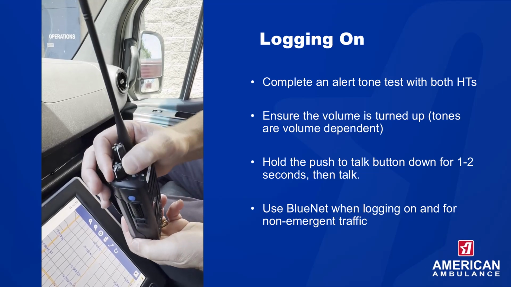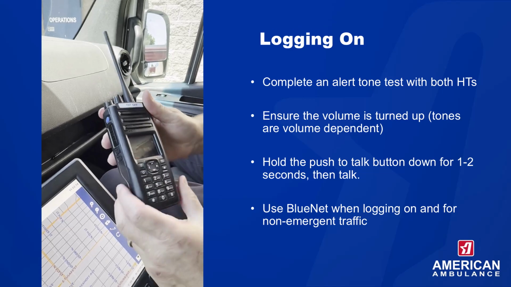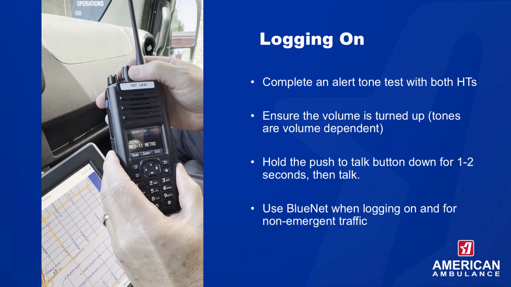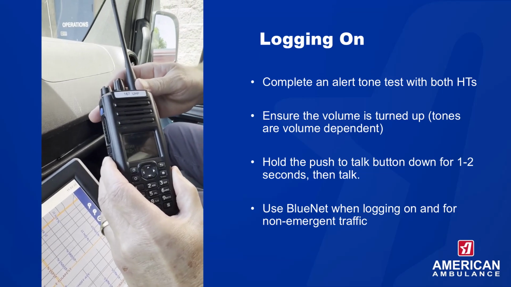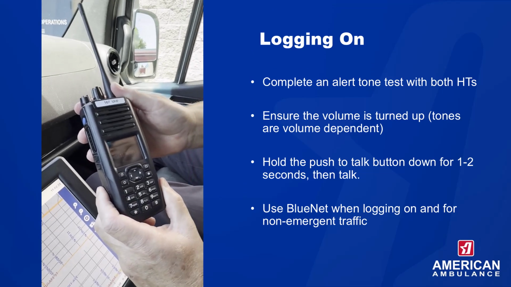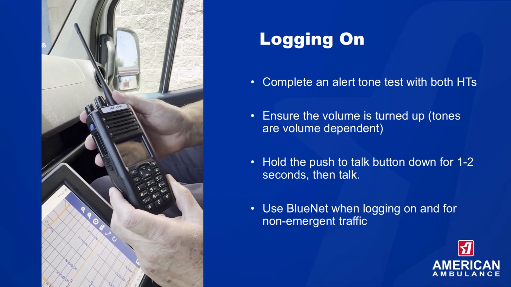When logging on, both HTs need to be alert tone tested with dispatch. Utilize the BlueNet radio channel for all non-emergent radio traffic, such as logging on. This ensures that the radio receives alert tones and the dispatcher has the correct HT number assigned to the unit. Here you can hear the alert tone test.